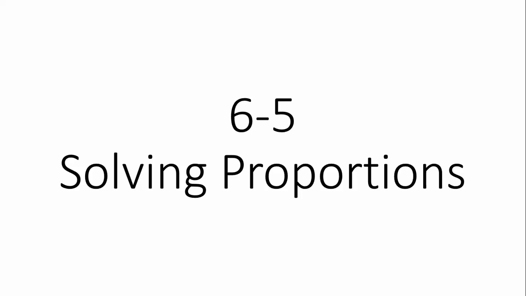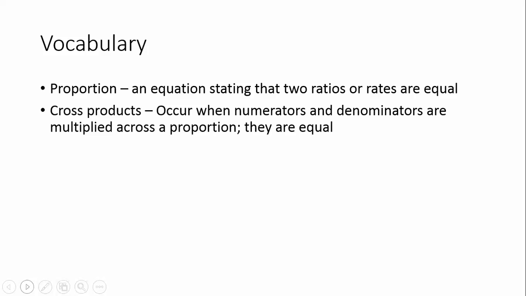Section 6.5 is titled Solving Proportions. A proportion is an equation stating that two ratios or rates are equal. Cross products occur when numerators and denominators are multiplied across the proportion. And what we need to remember about cross products is that they are always equal.